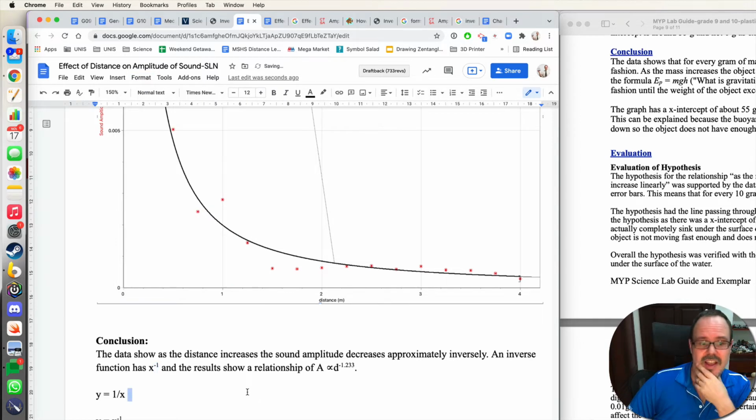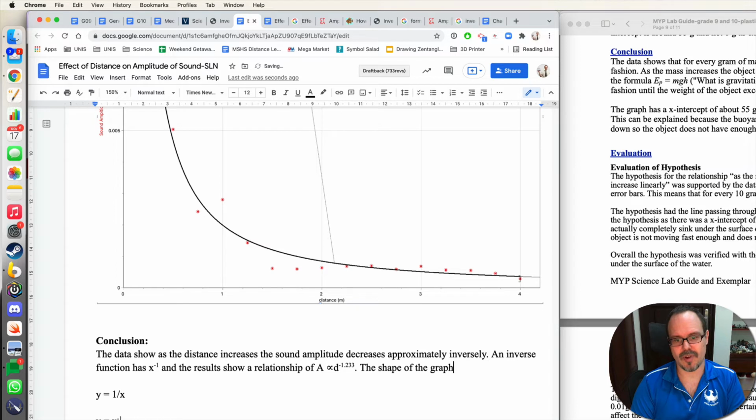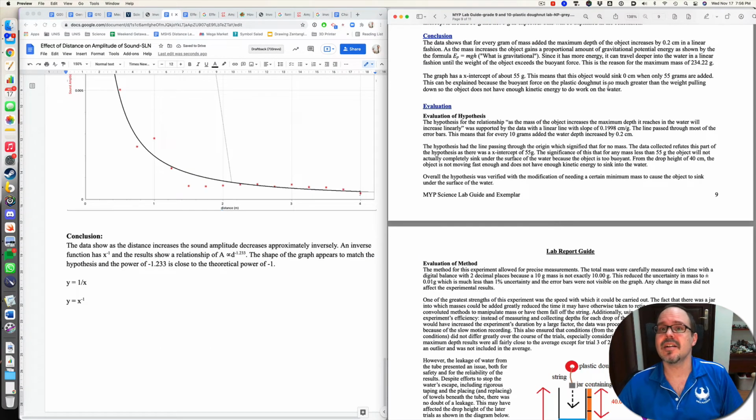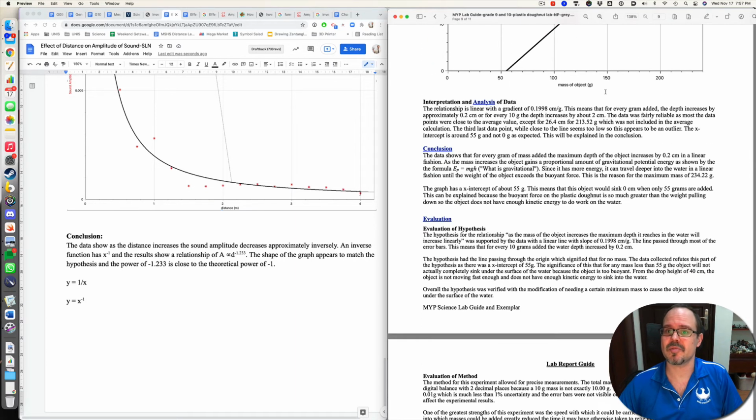And let's do this one too. Here it is. Good. And then the ratio of, okay, so this is pretty close. A function, okay. The shape of the graph appears to match the hypothesis, and the power of negative 1.233 is close to the theoretical power of negative 1. Let's look back at this lab guide. This is a linear one because that was a linear pattern, but the words might still help us.